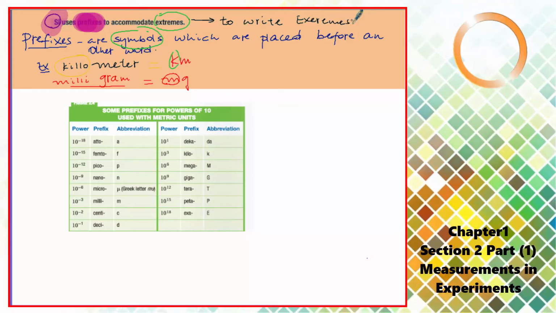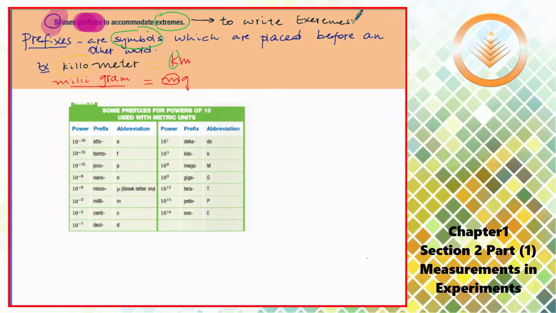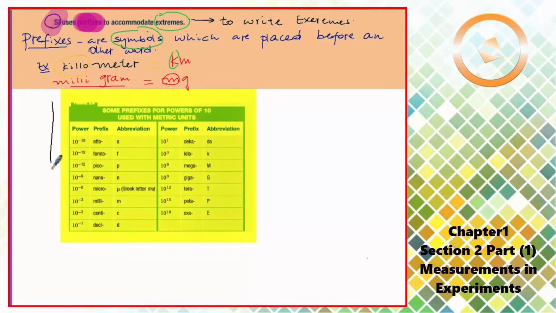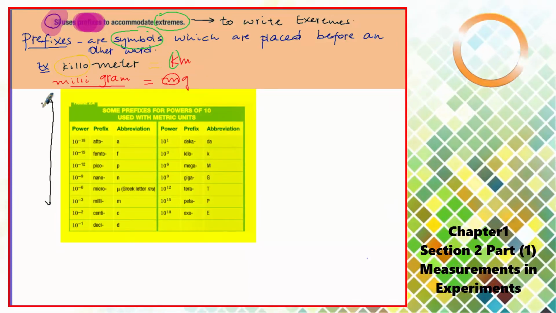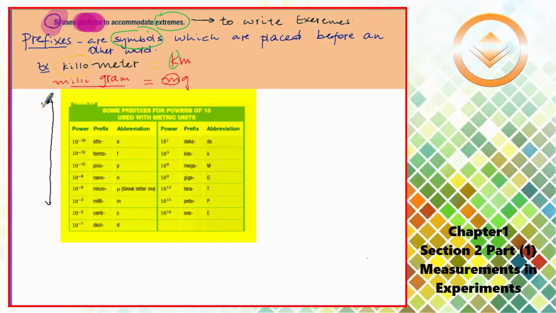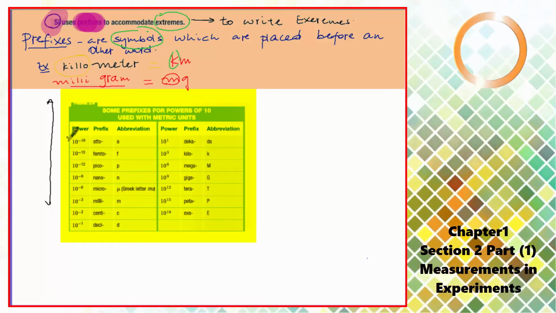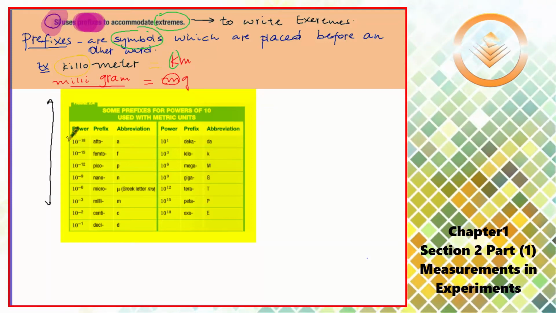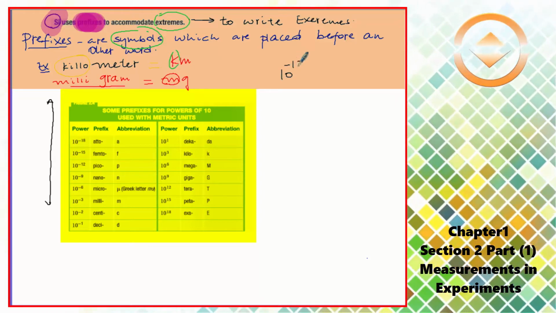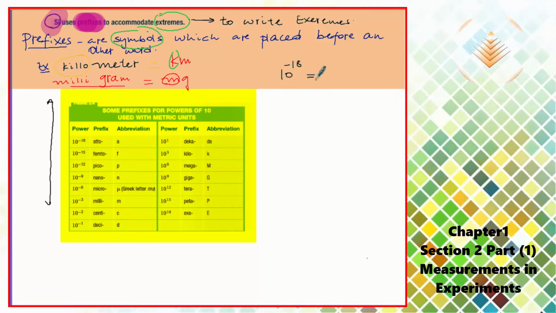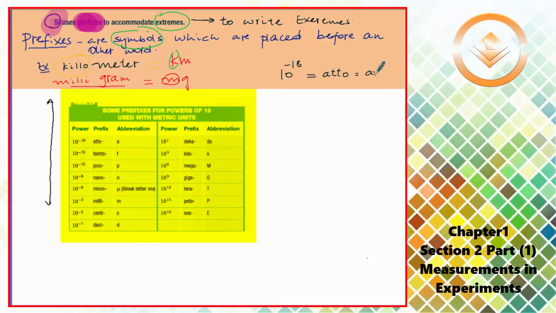And the common prefixes are given here. I have prepared them in a table form. These are the common prefixes that we use in physics. Like here, 10 to the power of negative 18 has a special name called atto. It's a prefix whose symbol is a.